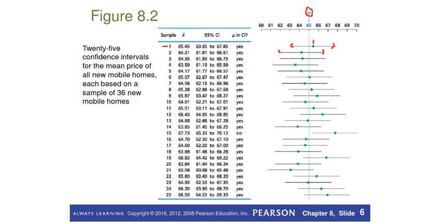So saying 64.21 is the mean price, well, that's our point estimate, but we're really interested in the interval estimate. What interval do we think the mean price will be in? So if we look all the way down the list, are all of the intervals ones that contain the population mean?